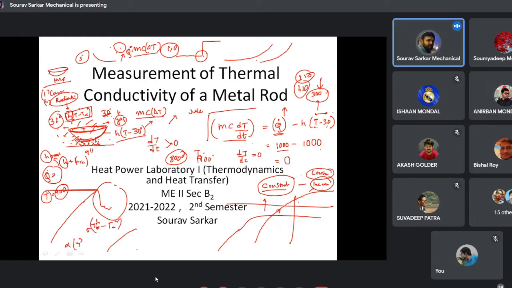Can be written as a T cube plus T1 T2 terms, just like broken down as T1 minus T infinity. But it can be collected and written as an equivalent heat transfer coefficient.